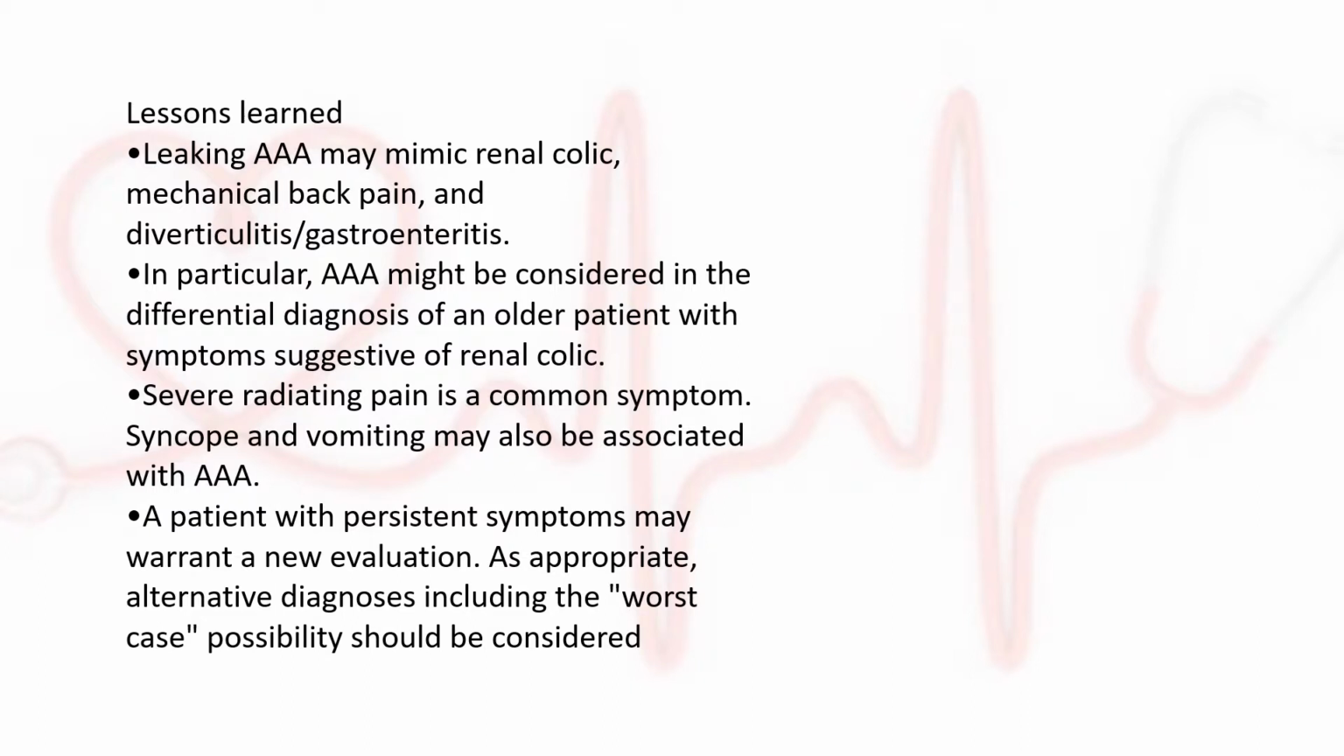Now, what can we learn from this case? That a leaking AAA can mimic renal colic and mechanical back pain, diverticulitis, gastroenteritis. A AAA might be considered in the differential diagnosis in an older patient with symptoms suggestive of renal colic. So this is something you'd want to consider. I've just learned something now. When I have an elderly patient with symptoms of renal colic, I'm definitely going to add a AAA in my differential diagnosis. A patient with persistent symptoms may warrant a new evaluation as appropriate, and an alternative diagnosis, including the worst case possible, should be considered.